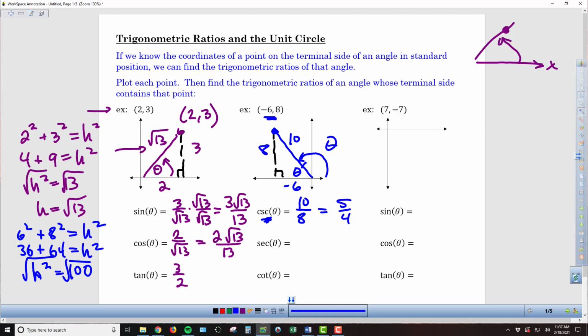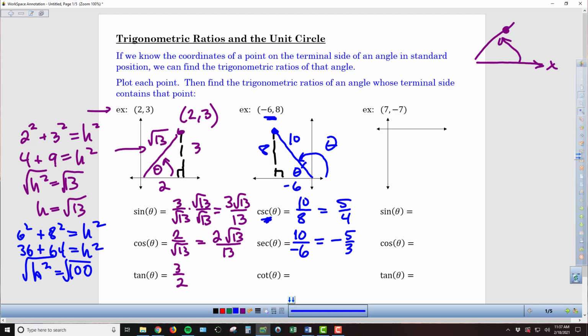For secant, so secant is going to be the reciprocal of adjacent over hypotenuse, so hypotenuse over adjacent. So that's going to be 10 over -6, which reduces to -5/3. So you can see we can get negative values for these trigonometric ratios.